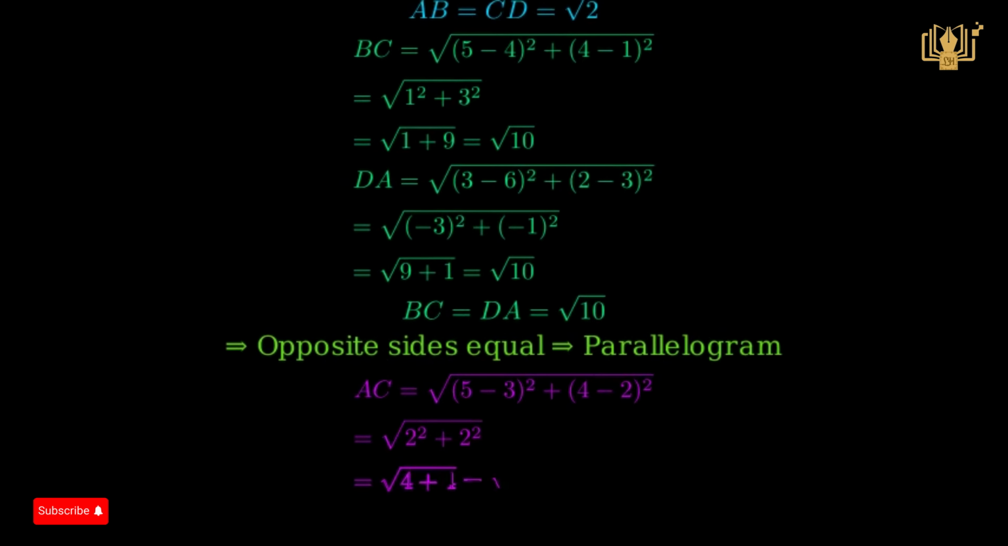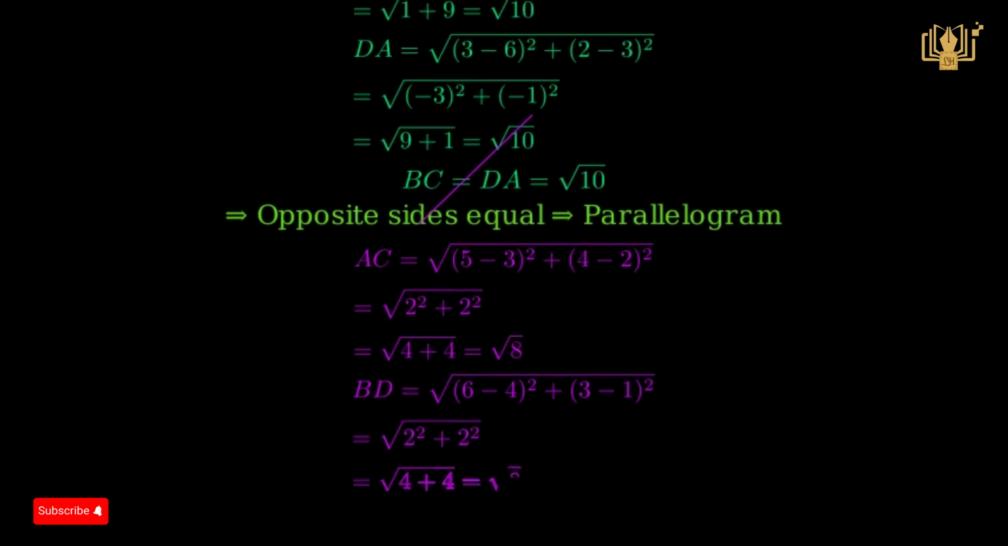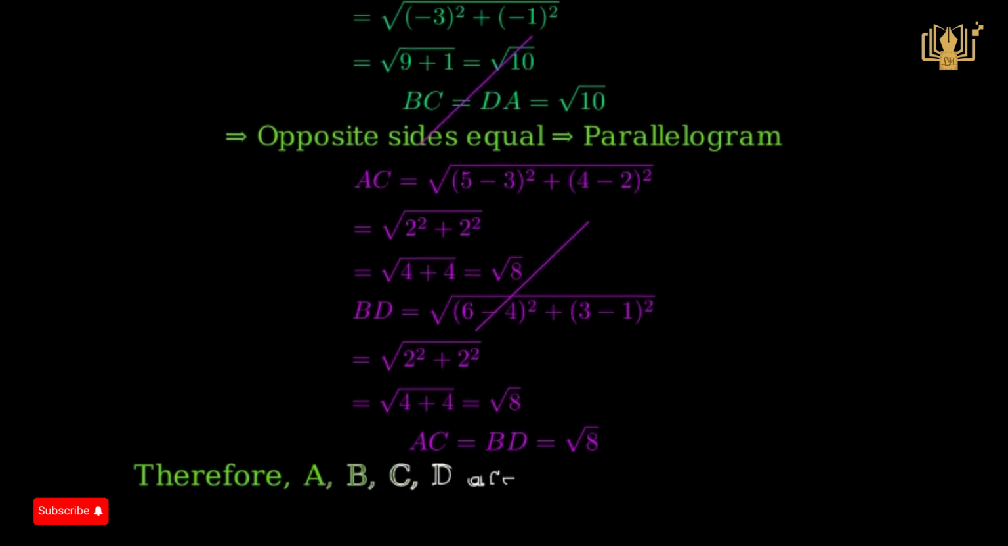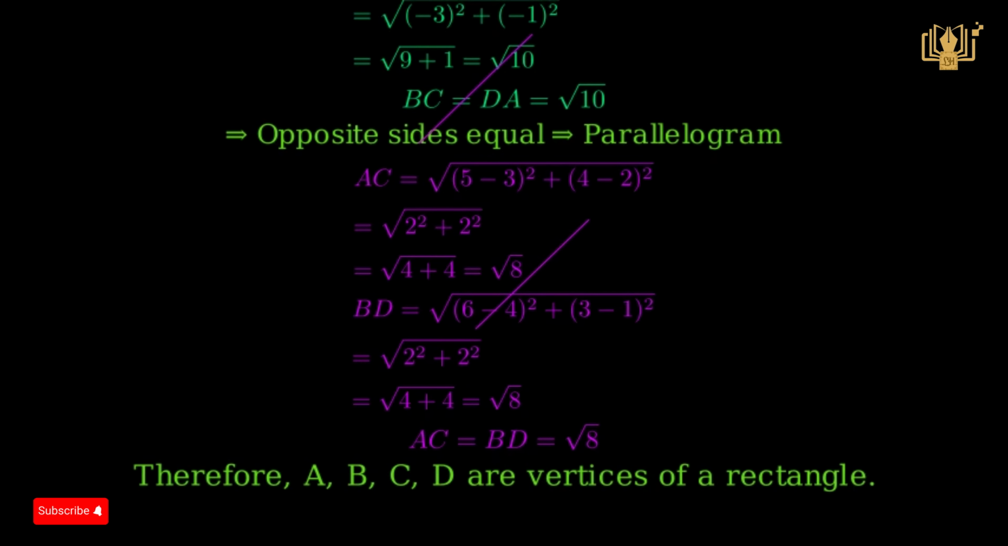AC equals the square root of (5 minus 3) squared plus (4 minus 2) squared, which is root 8. BD equals the square root of (6 minus 4) squared plus (3 minus 1) squared, which is also root 8. Since in a parallelogram the diagonals are equal only for a rectangle, we conclude it is a rectangle.